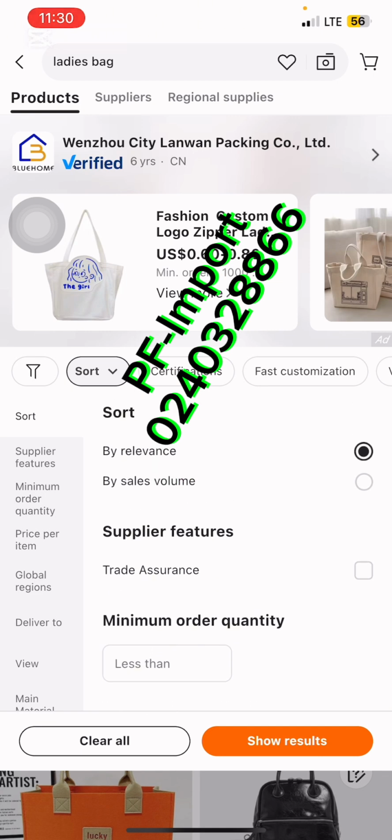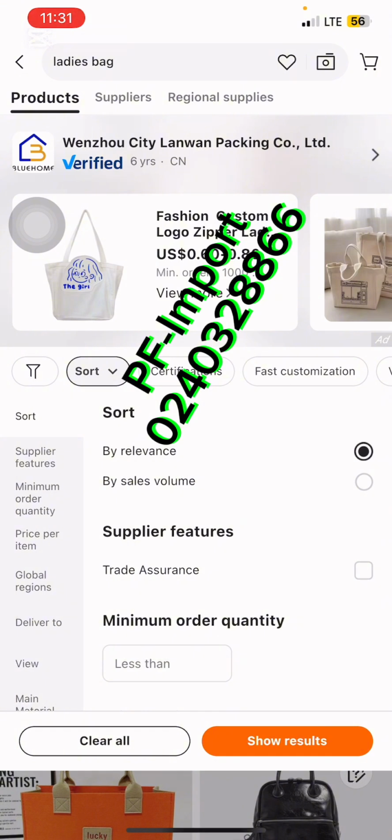Now let me explain what trade assurance means. Anytime you make payments, they keep the money for a while before they pay the supplier. They do that to protect you, the buyer, just in case something goes wrong between you and the supplier. Maybe the supplier didn't ship the right goods, or the supplier scammed you. Trade assurance is going to be responsible for that. So it is more prudent that you select trade assurance. They're going to keep the money, then later pay the supplier.